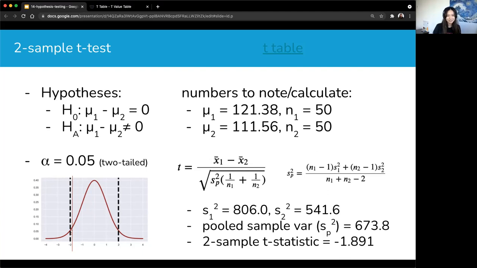Any questions or thoughts about this? Okay. So if it falls within these dotted lines, does that conclude that they can't conclude that the drug was effective?